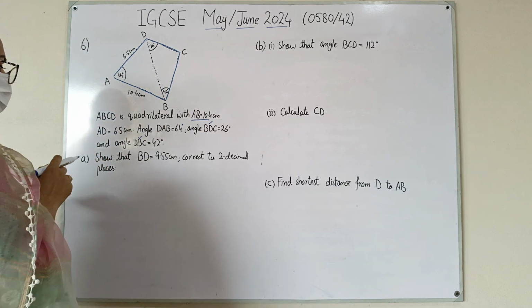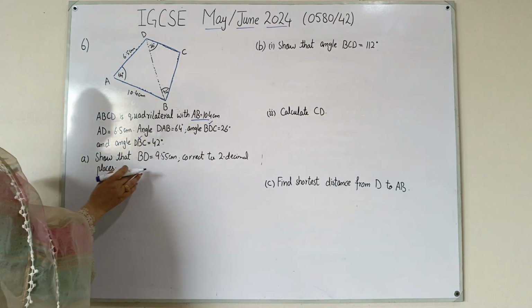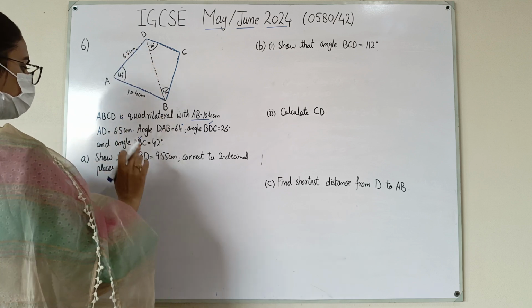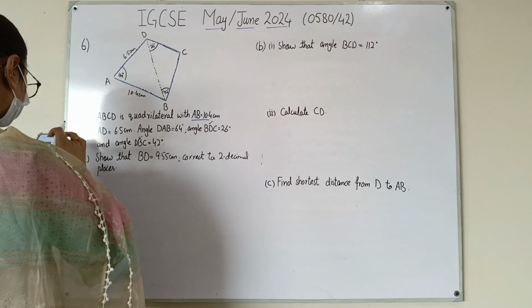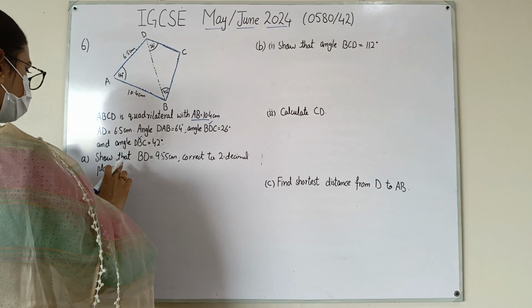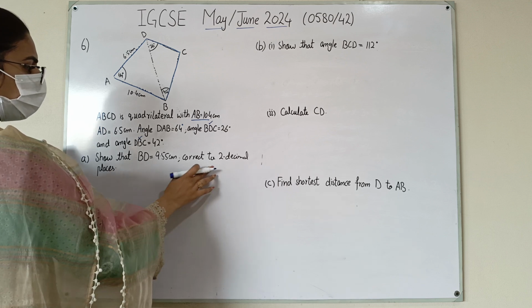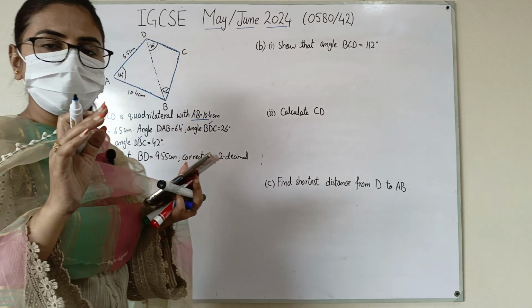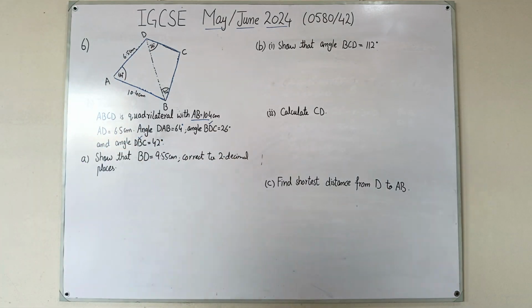What is he asking from you in part number A? You have to find BD. Which is BD? BD is this line, 9.55. Show that BD is 9.55, correct to 2 decimal places. It means you have to make the calculation to find BD while the answer is given by the examiner itself.